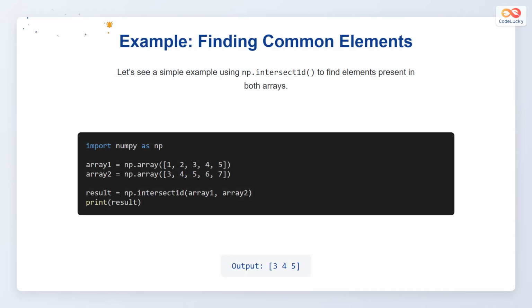Suppose you have two arrays, one containing the numbers 1 through 5 and another containing the numbers 3 through 7. When you apply np.intersect1d to these arrays, the result will be an array containing the numbers 3, 4, and 5. These are the elements that appear in both arrays. This demonstrates how easily NumPy identifies the intersection between two sets of data using only one simple command.